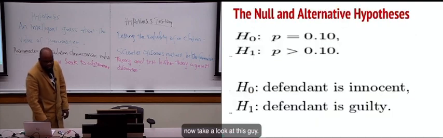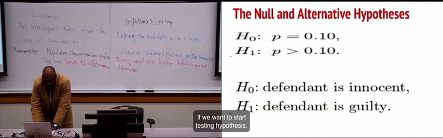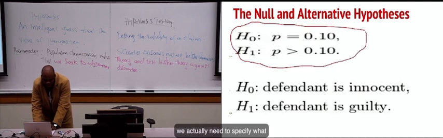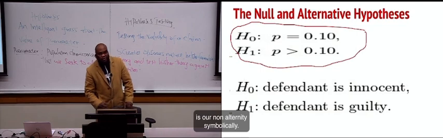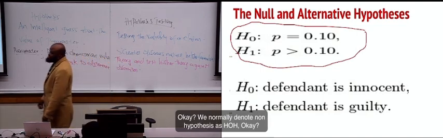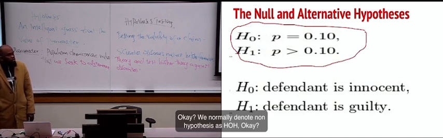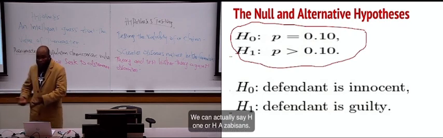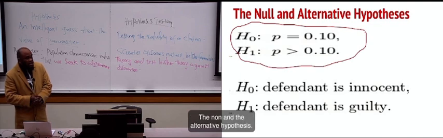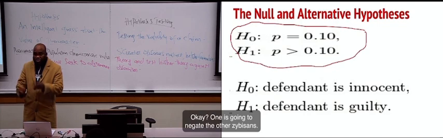Now, take a look at this. I need you to pay attention to the first one. If we want to start testing hypotheses, we need to specify what our null and alternative are. Symbolically, we normally denote the null hypothesis as H0, while the alternative we can say H1 or HA. Does that make sense? The null and the alternative hypothesis are mutually exclusive. One is going to negate the other.